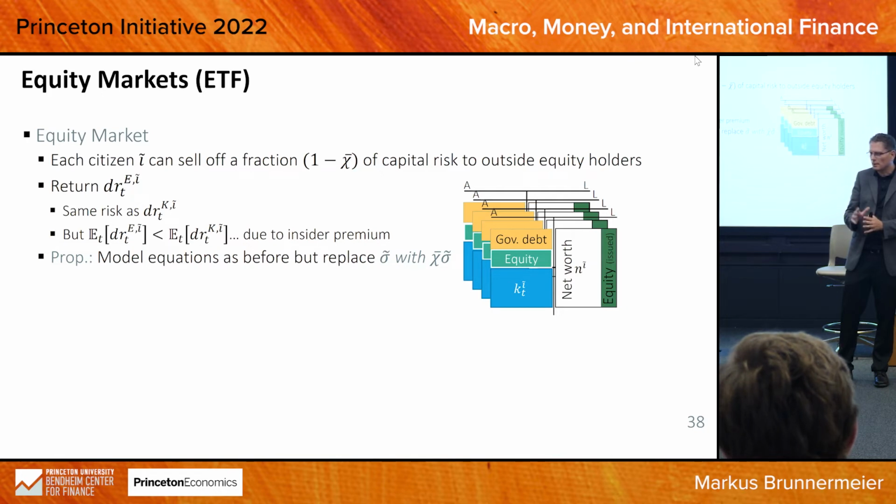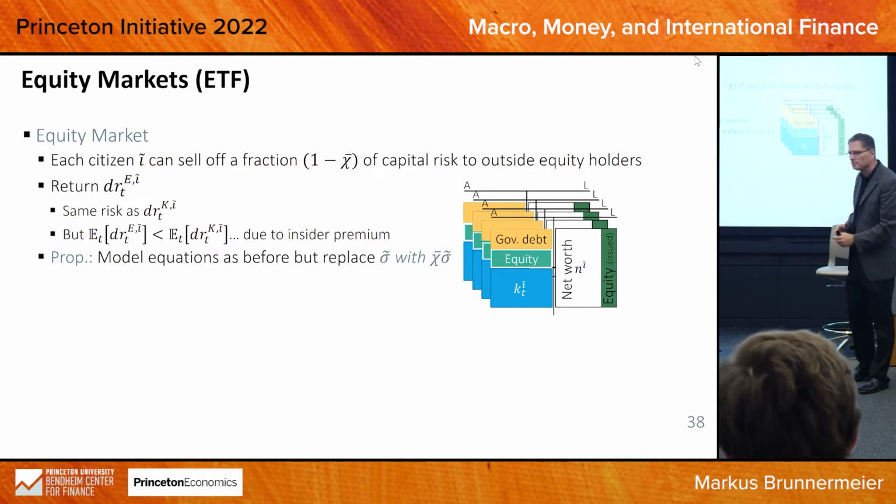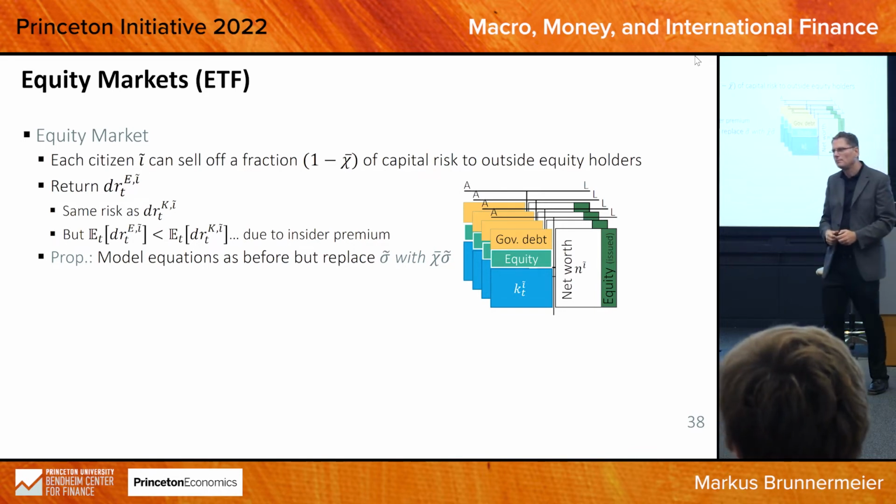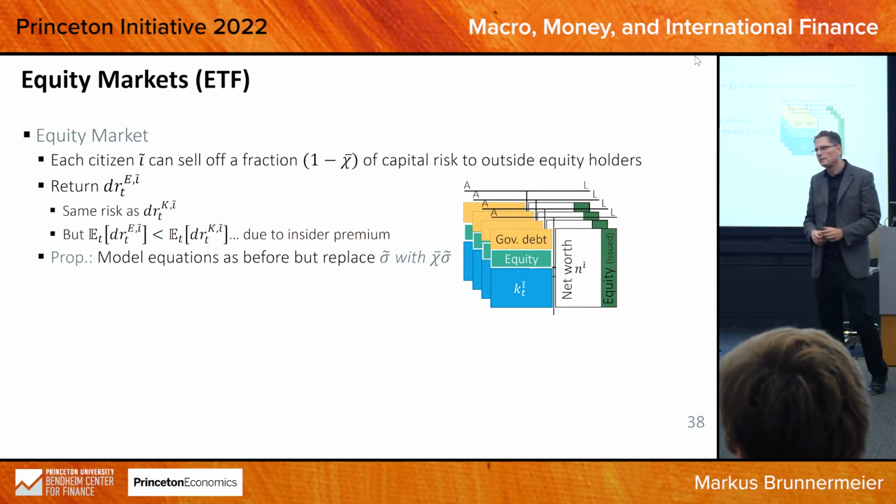Can you imagine why? It's a little bit tricky. So the intuition is the following. Perhaps if idiosyncratic risks go up, people start disinvesting in their capital stock, and then you reduce productive capabilities, you reduce the return on capital. So that's how the return is reduced in bad times.